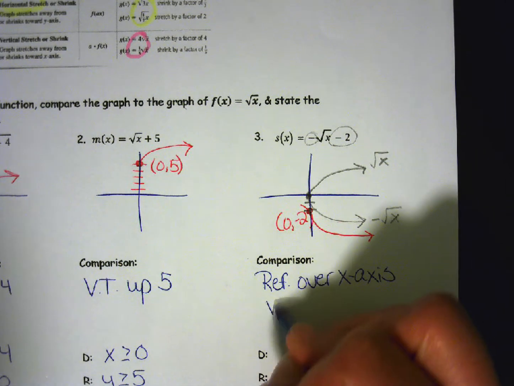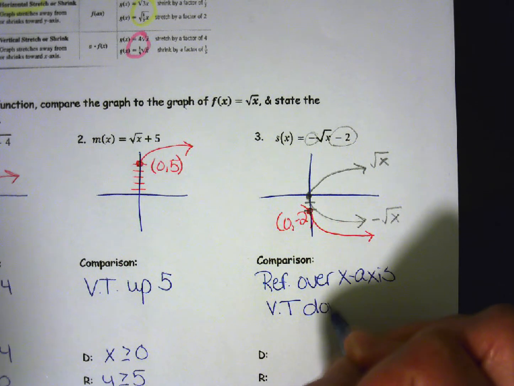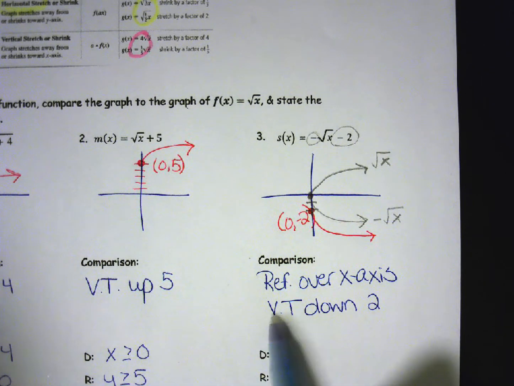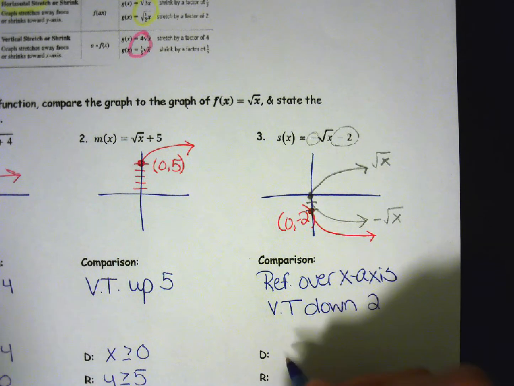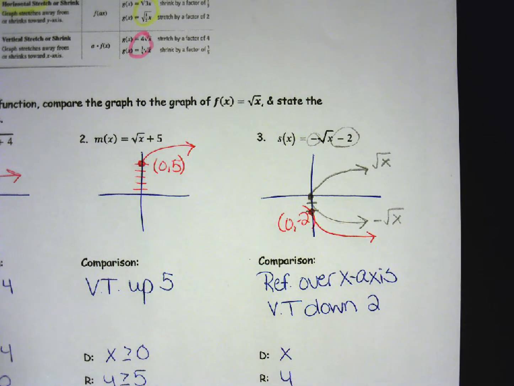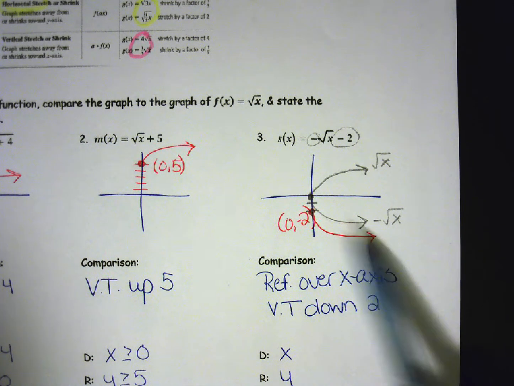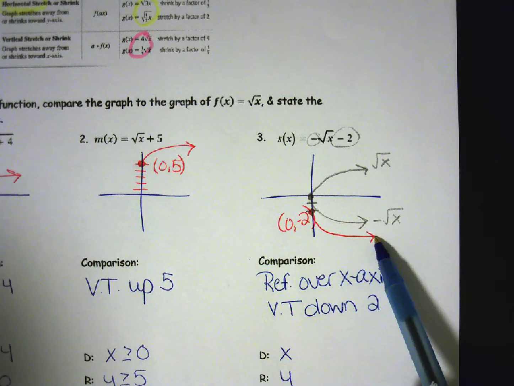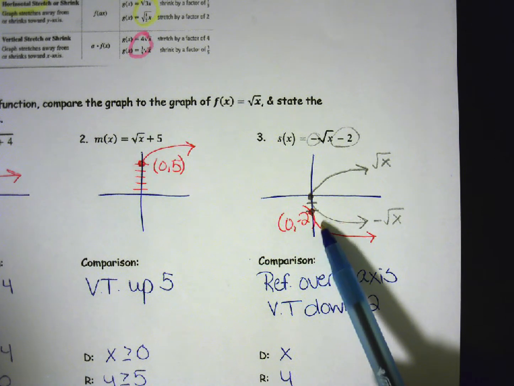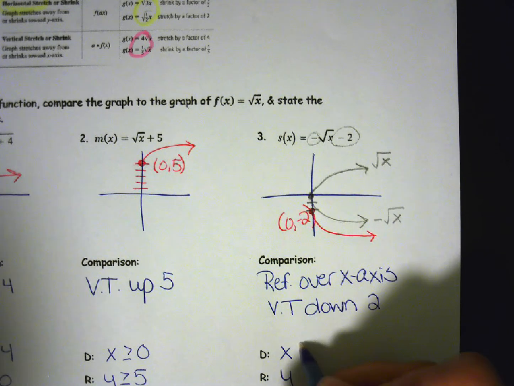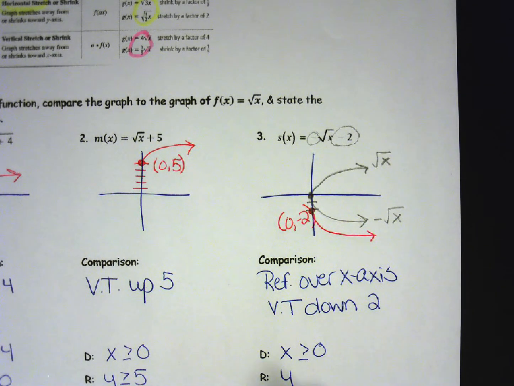So we would say vertically translation down 2. And please make sure you're using the correct vocabulary here. Okay, we've got our domain and our range. So our domain, we're starting at 0 and we're still getting bigger even though the curve is going like that. It's still 0, it's 1, it's 2, it's 3, it's 10. It's still getting bigger. So we're going to say greater than or equal to 0.